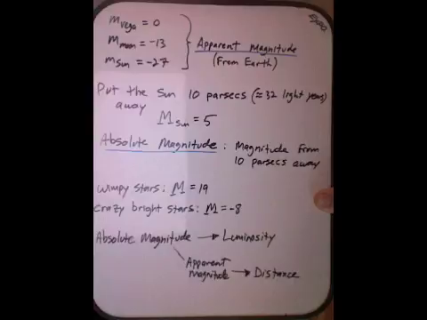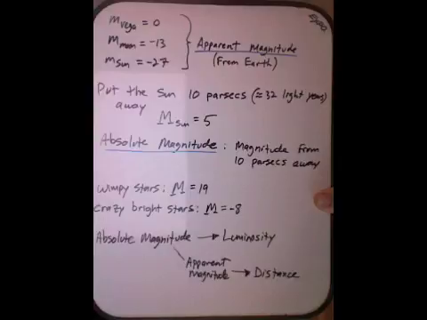If you put the sun 10 parsecs away, that's about 32 light years away, it would have a magnitude of 5, which is not that bright. Nothing like the negative 27 that it appears to have from Earth. And that's what you call the sun's absolute magnitude. The absolute magnitude of something is the magnitude it would have if it were 10 parsecs away.